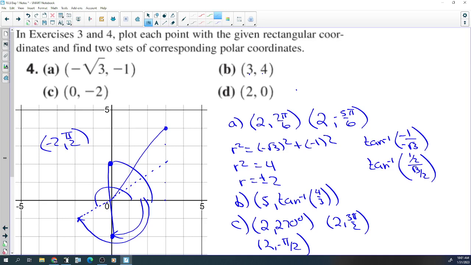All right, let's do the last one real quick. 2, 0. Well, that would be 2, 0 as an angle because it's 0 degrees or 0 radians. It looks exactly the same, but it's different. How about 2 and 2 pi? Same thing.